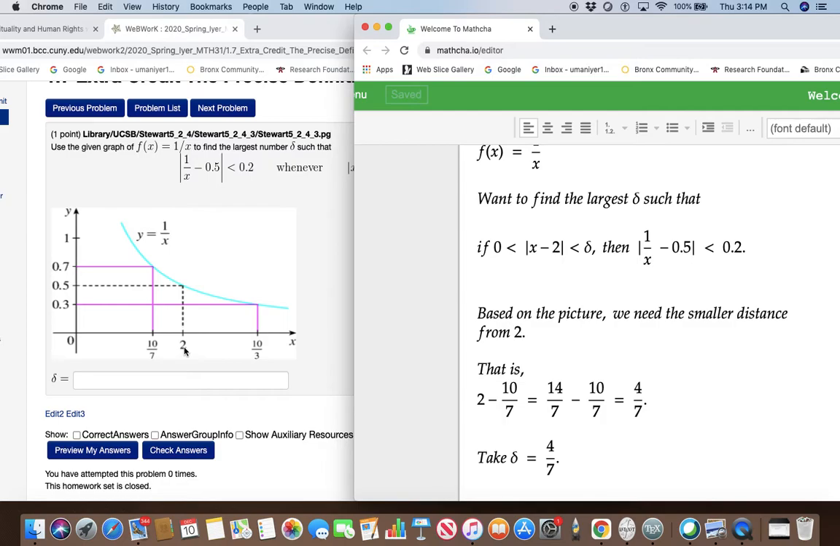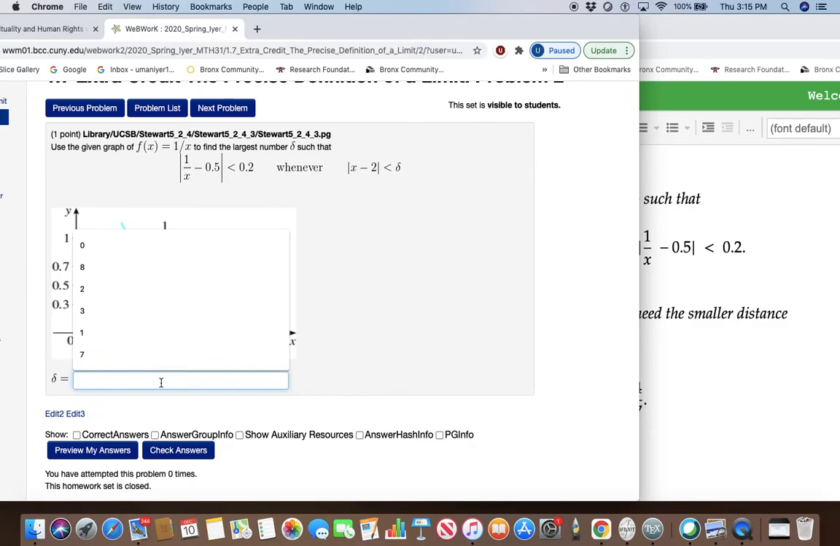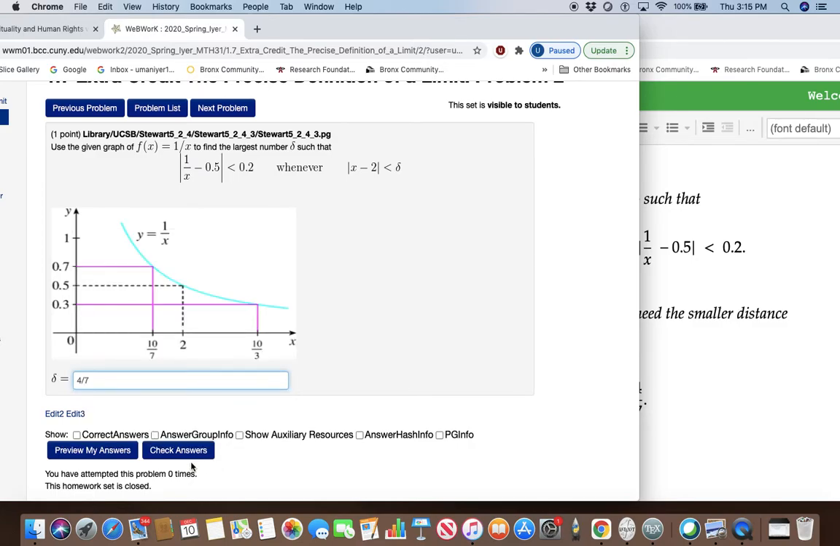2 minus 10 over 7 is the delta that you need. We need the smaller distance. 2 minus 10 over 7 is 14 over 7 minus 10 over 7. You see, 2 is 14 by 7. In all, delta is 4 over 7 and that is this distance. So this is 4 by 7.